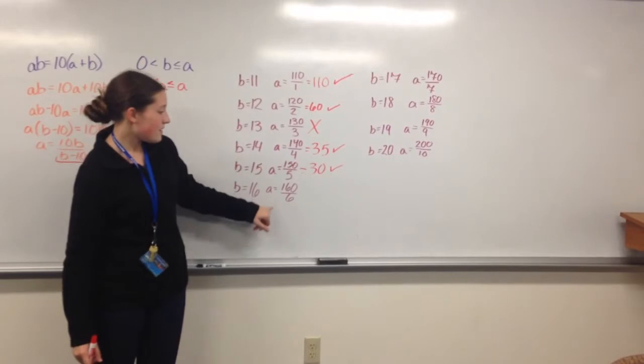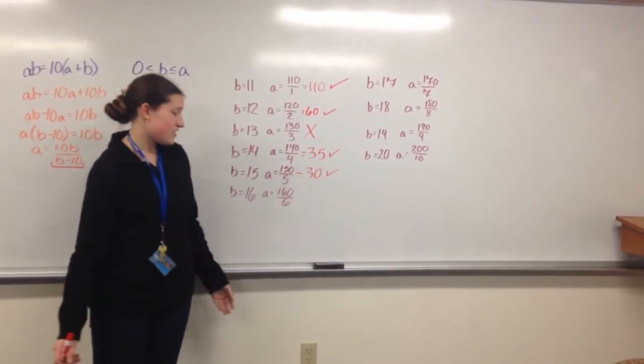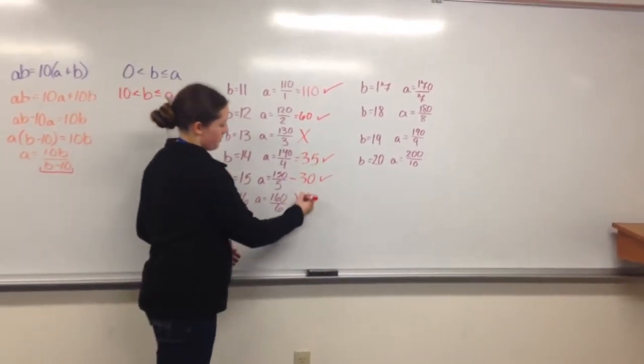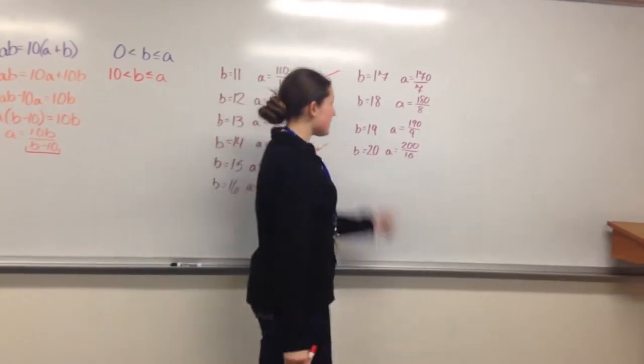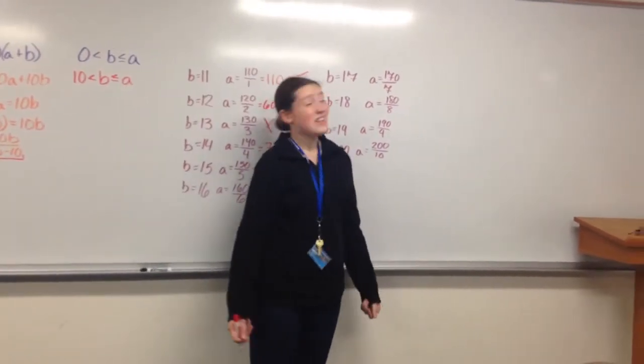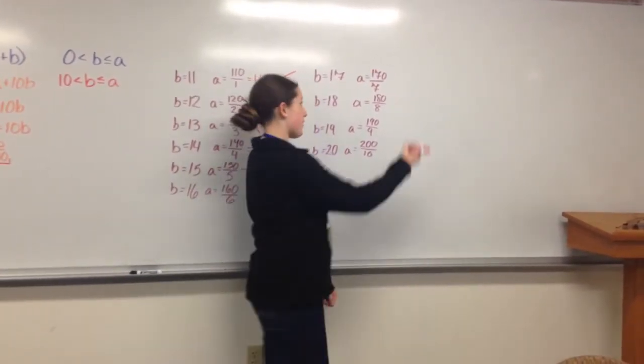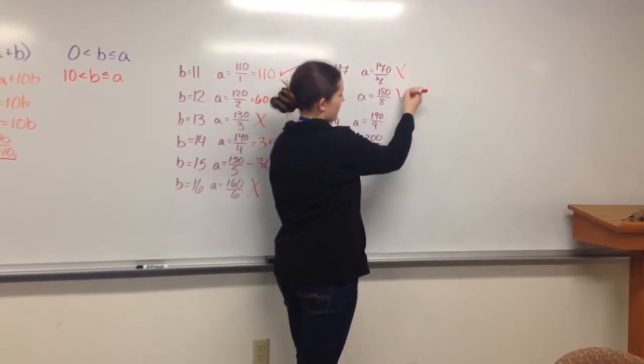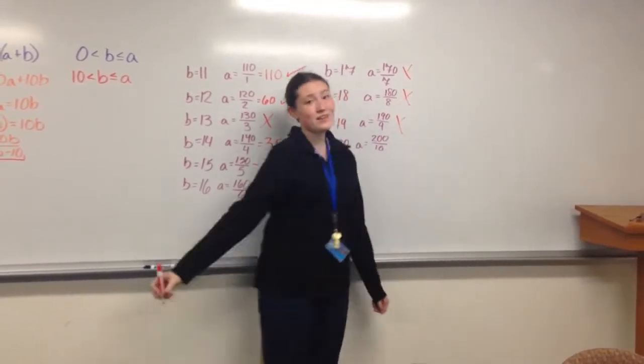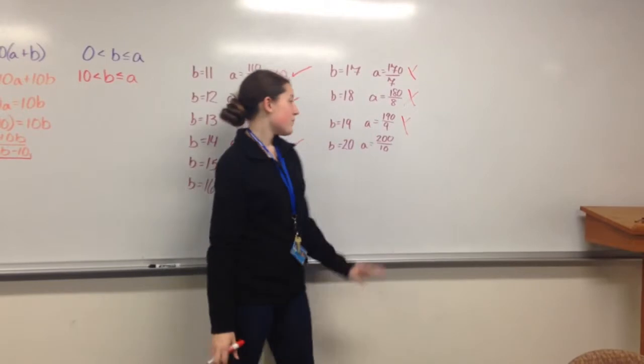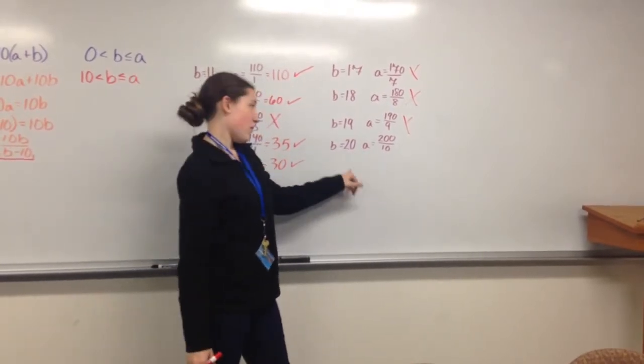16 gives us A is equal to 160 over 6, which does not work. 17 gives us 170 over 7, which also doesn't work. 180 over 8 doesn't work, and 190 over 9 also doesn't work. Now we're going to hit our stopping point.